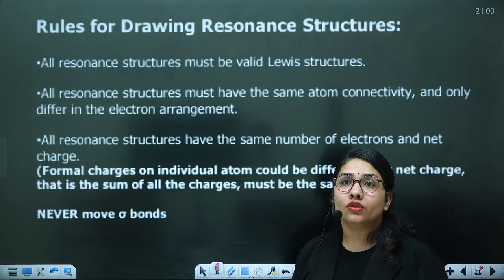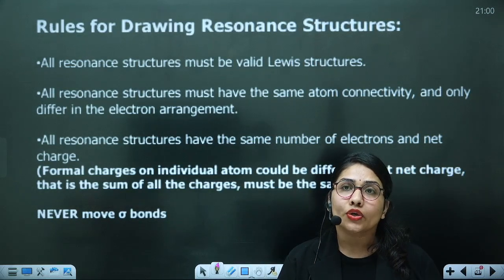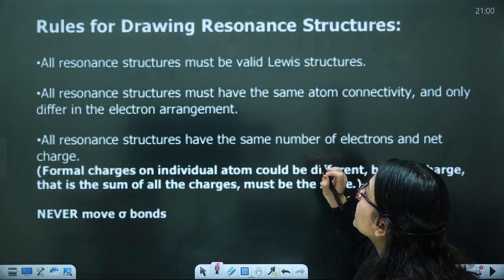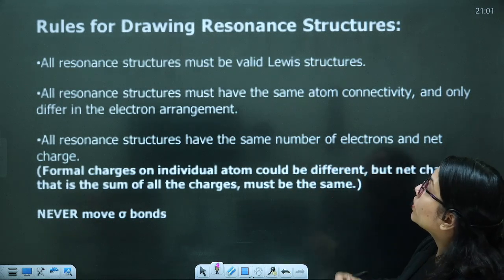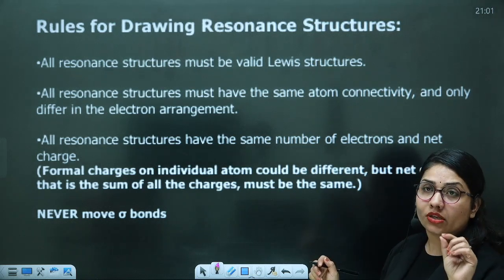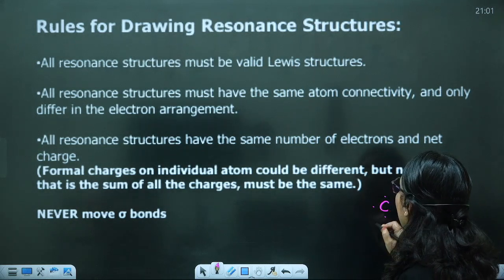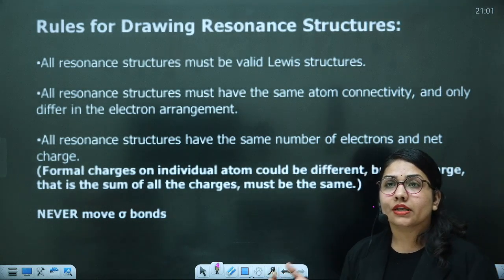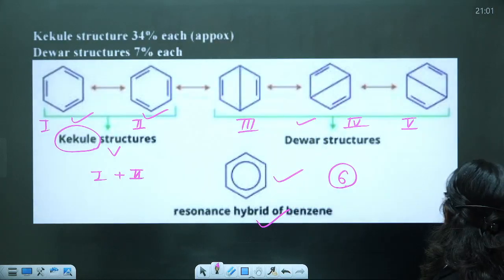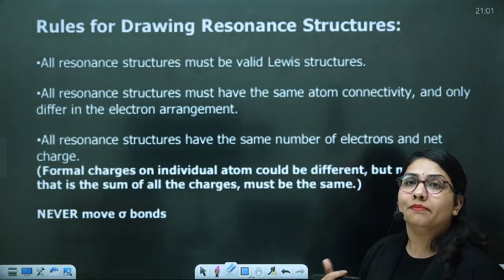Come to the rules for drawing resonance structures. Whenever we are making a resonance structure for a particular molecule, we have to keep a few rules in mind. First, all resonance structures must be valid Lewis structures, the dot structures. If you are making it for carbon, carbon has 4 electrons in the valence shell. Just like that, when you are making the structure for a particular molecule, keep the Lewis structures in mind.